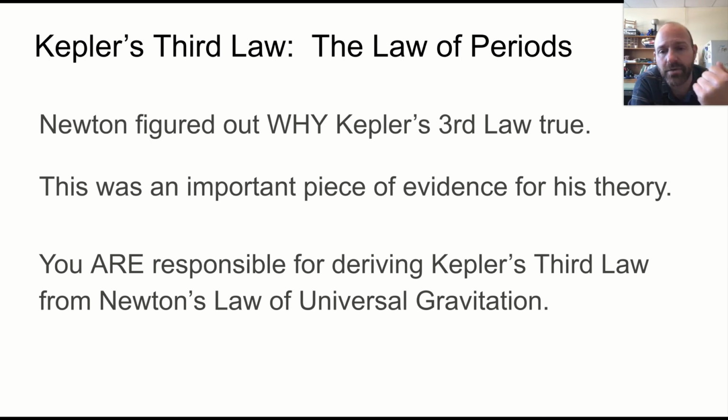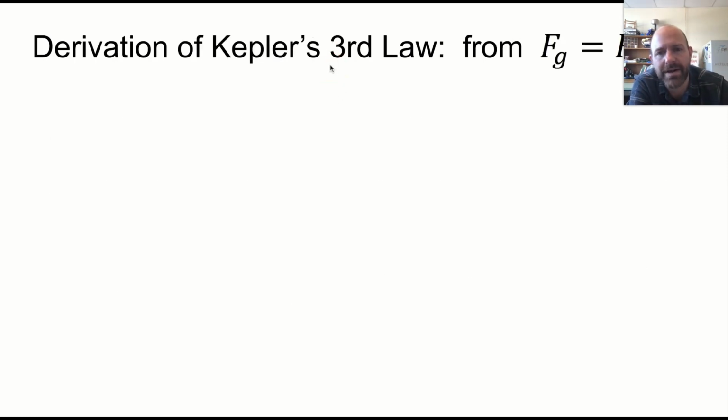So for every planet orbiting the sun, for every satellite orbiting the Earth, for everything in the galaxy orbiting around the supermassive black hole that we think is at the center of the galaxy, and so on, this ratio is true. Now, Newton was the one who put together all of the details of the why of this using Newton's law of universal gravitation.